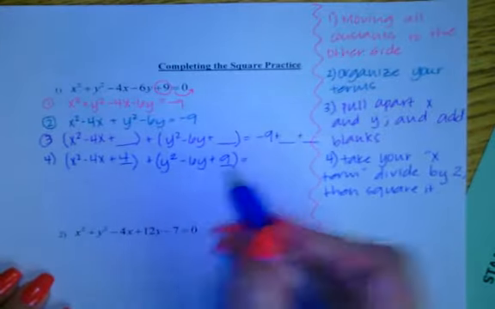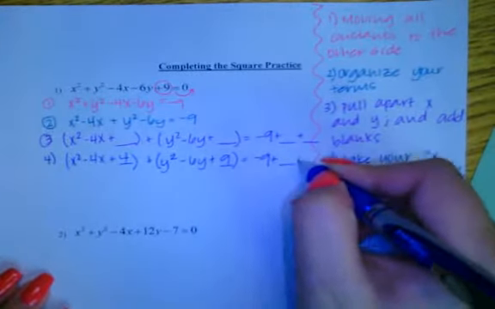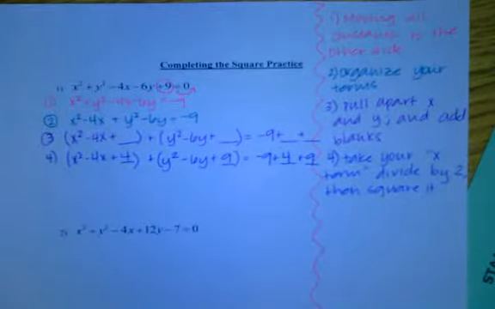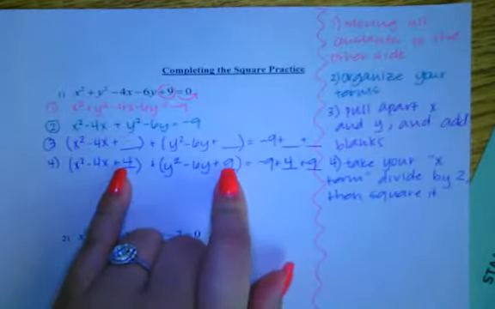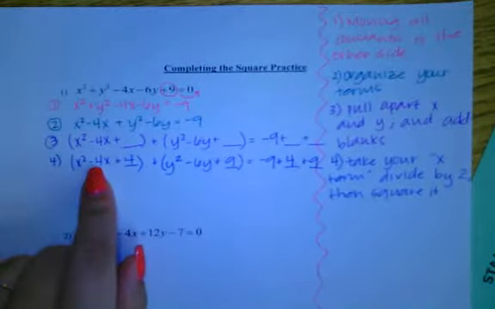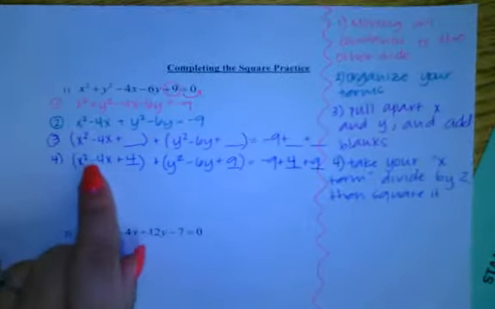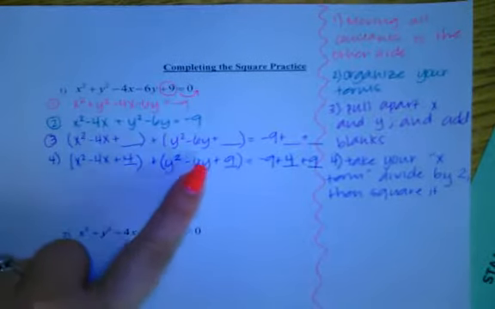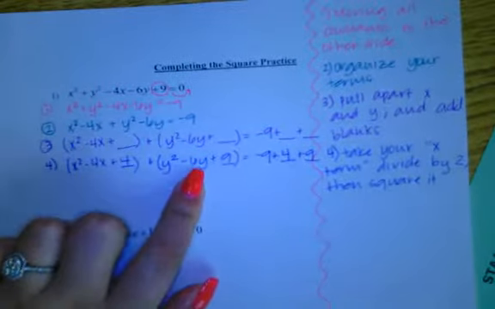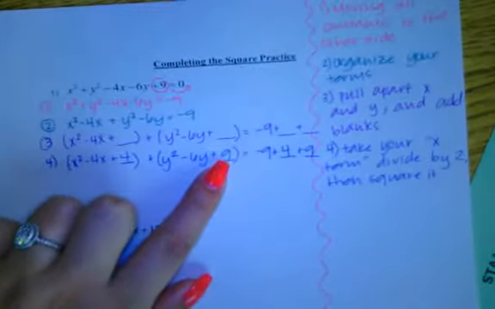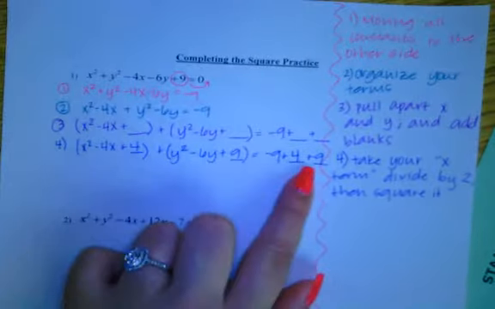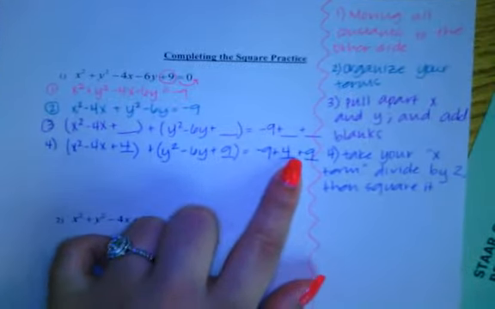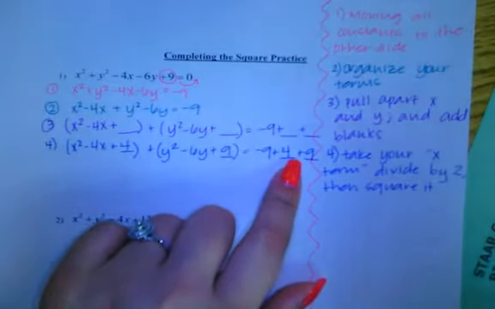Wait, what is going on? Okay, hold on. Where did 9 and the 4 come from? These two? Yeah, because you have to divide your x term by 2 and then square it. So negative 4 divided by 2 is negative 2. Negative 2 squared is 4. Negative 6 divided by 2 is negative 3. Negative 3 squared is 9. And what you do to the left side, you have to do to the right. So if I add 4 and add 9 here, I have to add 4 and add 9 here. Oh, what did I miss? Oh, it just filled in. Okay, just rewrote it.